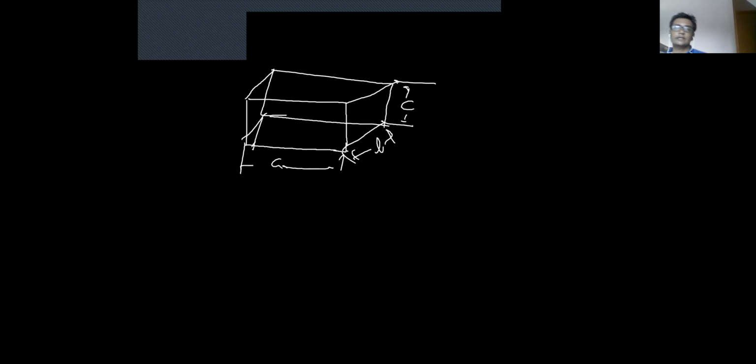Suppose we have a block, okay, suppose we have one block, right? Its sides are A, B is the width, and C is the height. So the volume is what? It's A into B into C. So it means it is a cuboid, right?